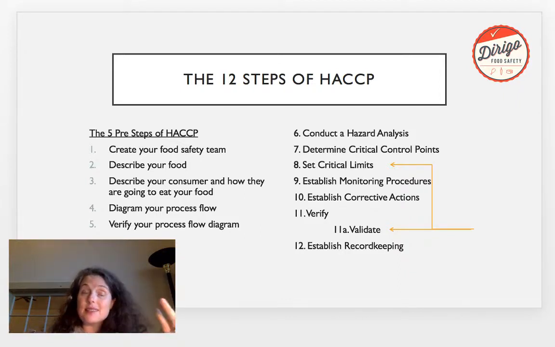But that's the general idea, okay? So now we've described our food, how people are going to eat it, and how we make it. And then step 5, verify your process flow diagram. Basically, somebody else who is not the person who wrote down the process flow diagram has to verify that you're doing what you said you did, okay?